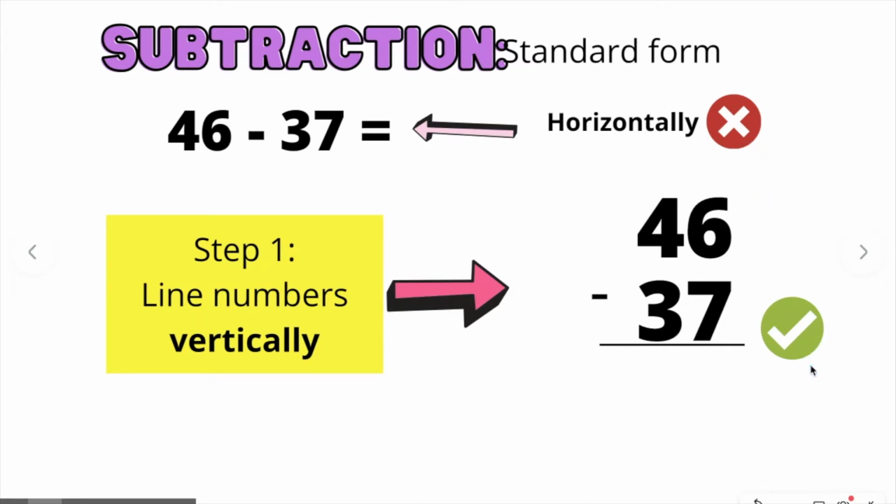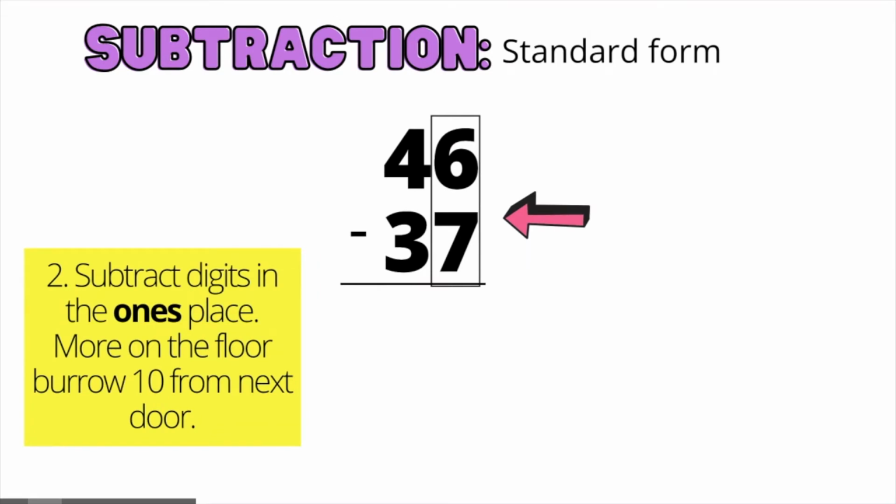So step one is to line numbers vertically and make sure each is right under its place value. So if this is ones, put the next ones right underneath. If this is tens, line it up right underneath. It helps with regrouping. All right, let's go ahead and get started. You will subtract the digits in the ones place. Now there's a problem. 6 take away 7 is not possible.